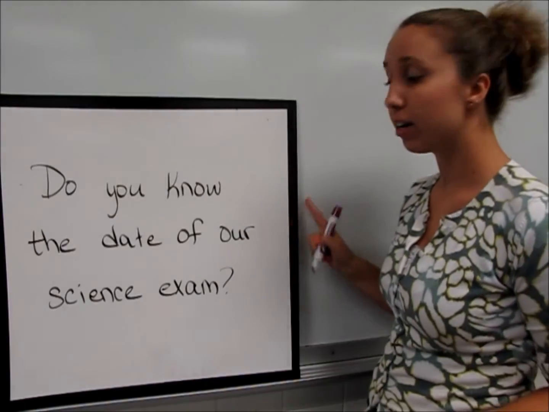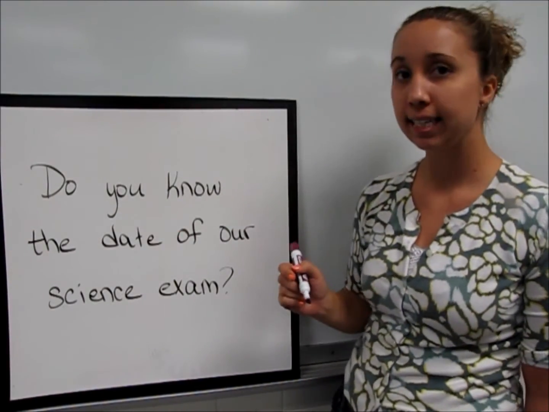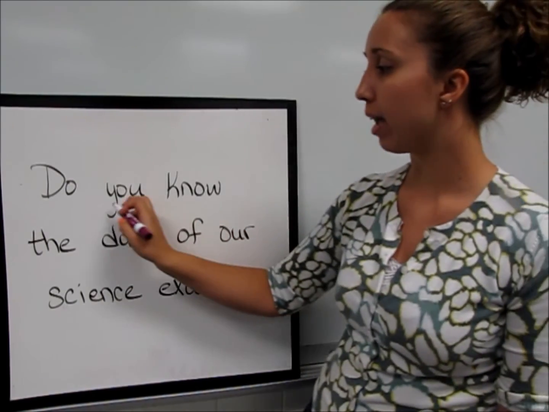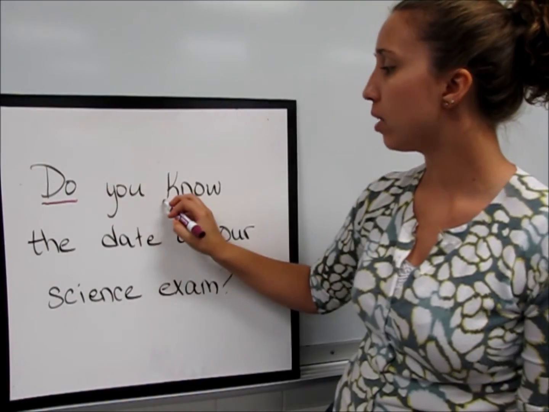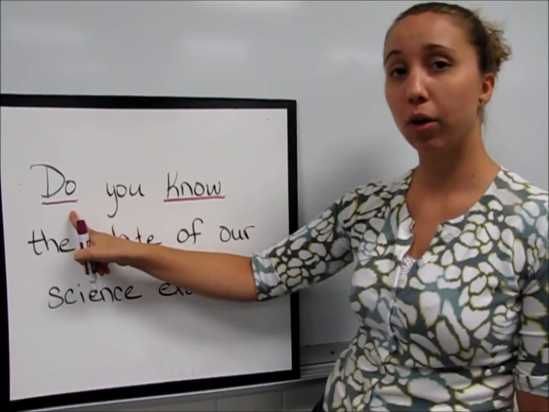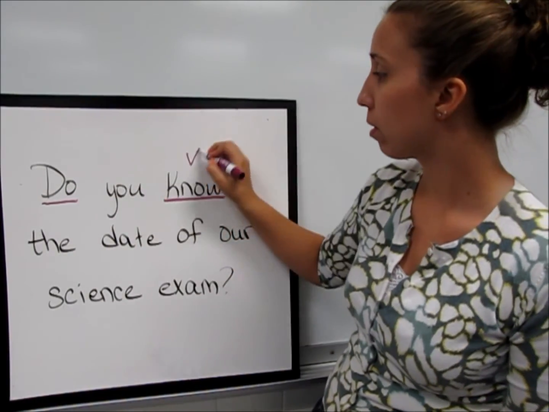Our third sentence here is a question, so we don't want to get tripped up by that. Do you know the date of our science exam? We look at questions the same way. So we want to identify the verb, and this is what gets tricky. Sometimes our verb gets split up when we're asking a question. So do know is the verb.